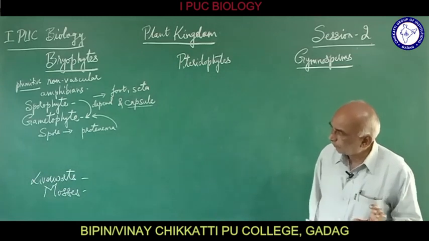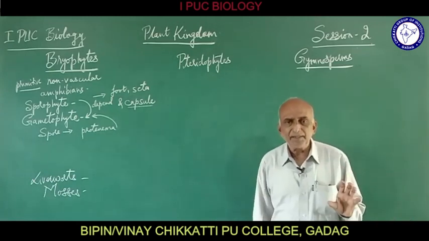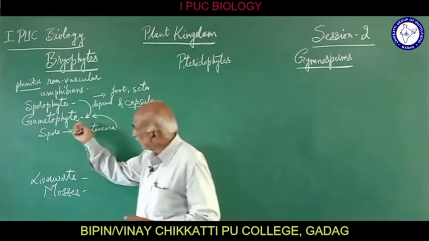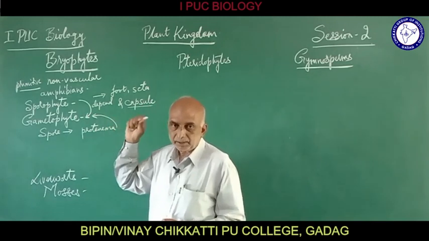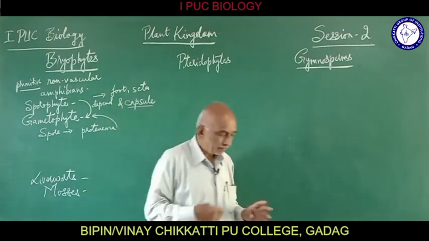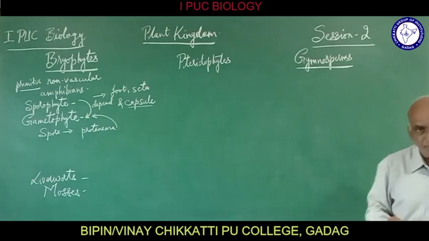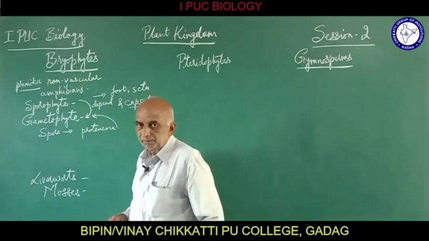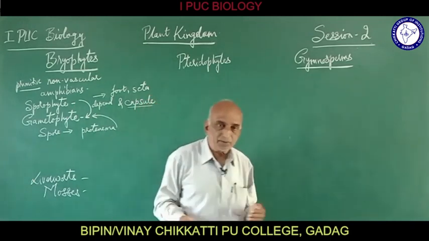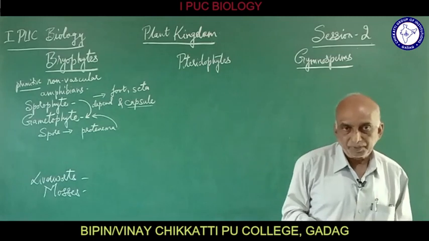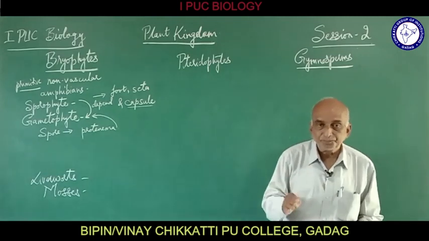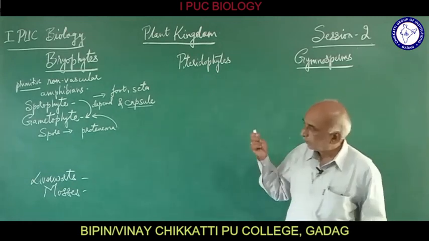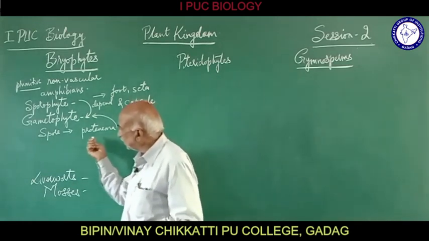So this gametophyte, which is independent, produces the male and female sex organs, that is the male and female gametes, and then by the process of fertilization, it gives rise to the zygote. So the zygote develops into the sporophyte. But the sporophyte which is developed from the zygote cannot live independently. It is completely dependent on the gametophyte for its nutrition and for its growth. So that is what we come across in the case of bryophytes.